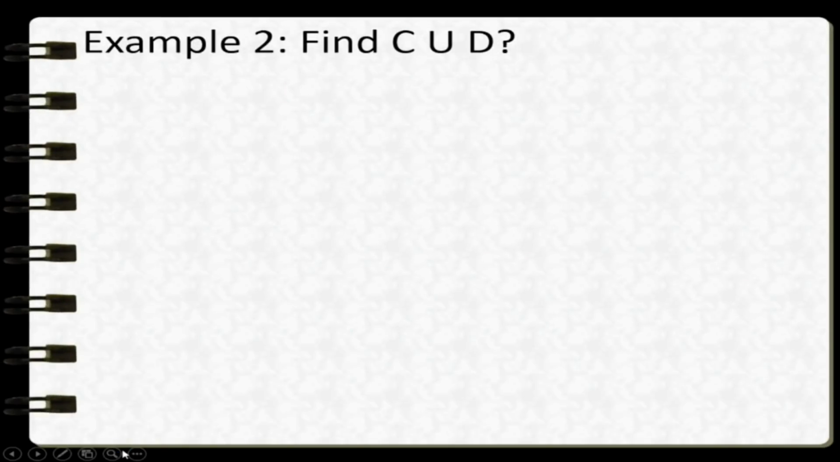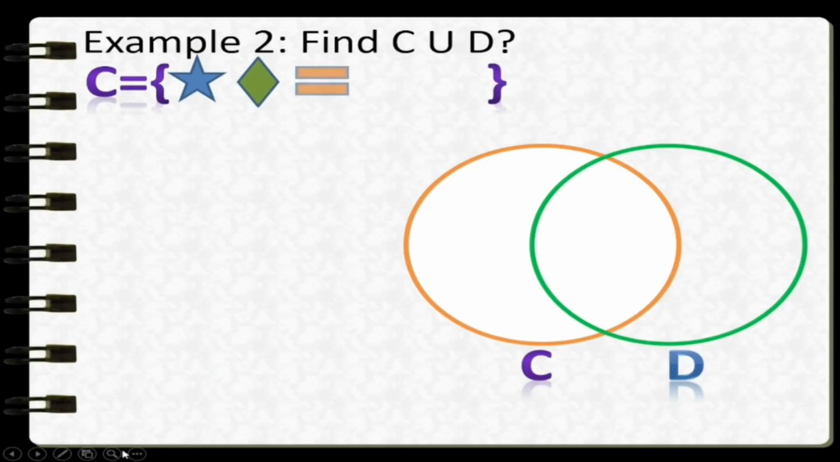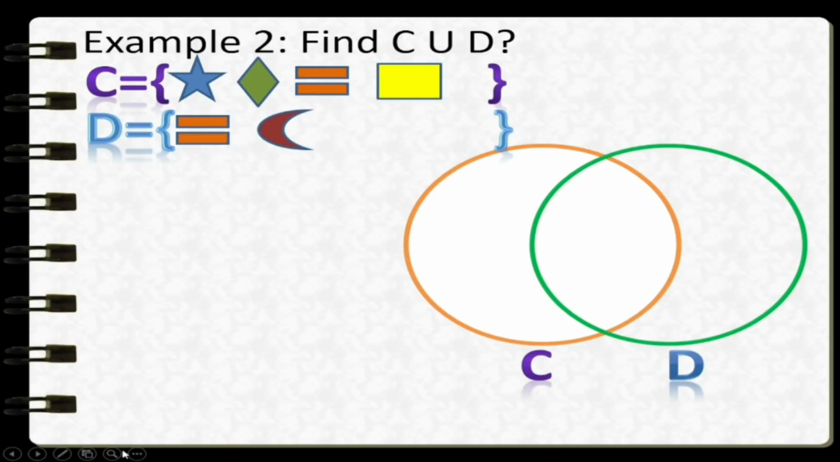Let's have example number 2. Find C union D. Okay, so this is our Venn diagram, and we have the following sets. For set C, we have the star, the diamond, the equal sign, and the rectangle. For set D, we have the equal sign, the crescent moon, the up arrow, and the star.